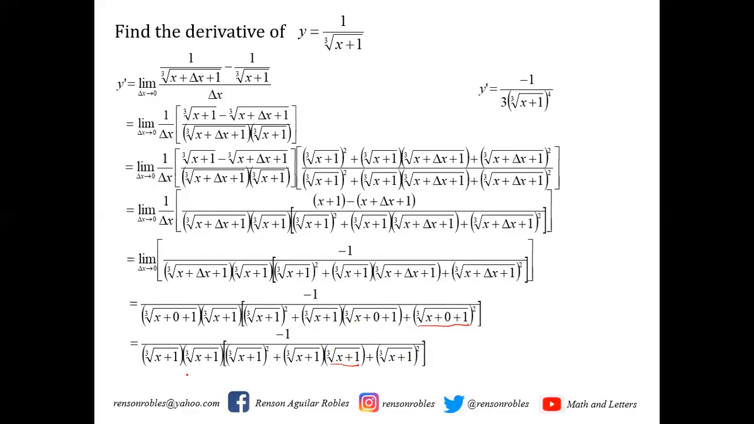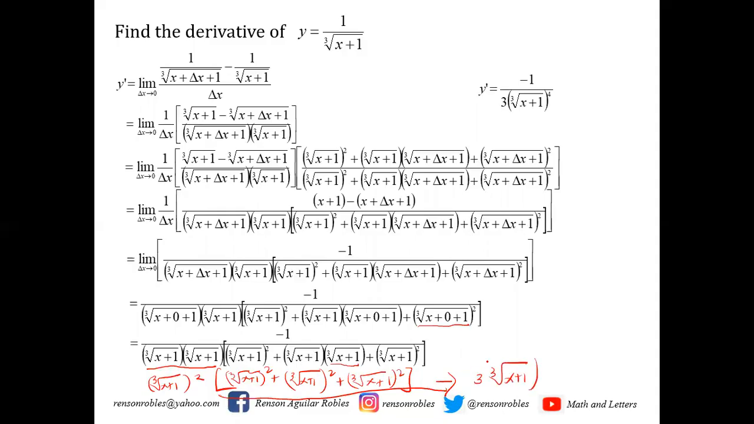And then we only need to simplify the denominator. When these two are multiplied, this will give you cube root of x plus 1 squared. And then you will observe that this one is cube root of x plus 1 squared. The middle term, cube root of x plus 1 times cube root of x plus 1, will also give you cube root of x plus 1 squared. And then the last term is still cube root of x plus 1 squared. When these three are combined, that will give you 1, 2, 3, 3 cube root of x plus 1 squared.